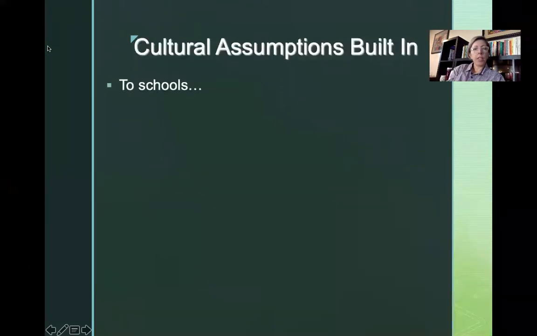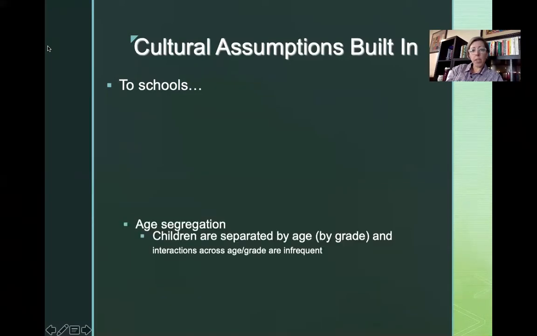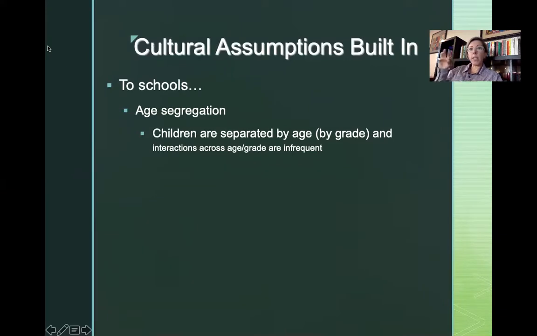Okay, so thinking about the ways we interact in schools and what kids this age are used to. They're used to being segregated from kids at different ages, right? So we tend to segregate kids by age and grade. And the interactions that they have with older or younger kids that are not siblings. Siblings, it's a little different, but older or younger kids are infrequent.